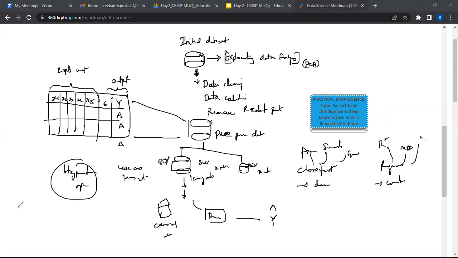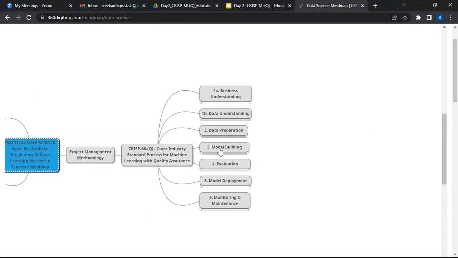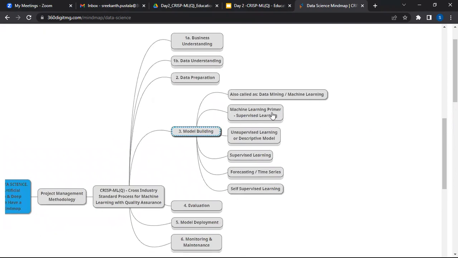So first, we are going to start. When we look into this process, when it comes to model building, there are two different types of learning that we have. One is supervised learning, the other is unsupervised learning. Basically, model building is a data mining process or machine learning process.